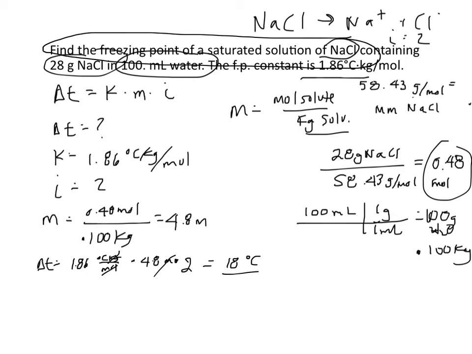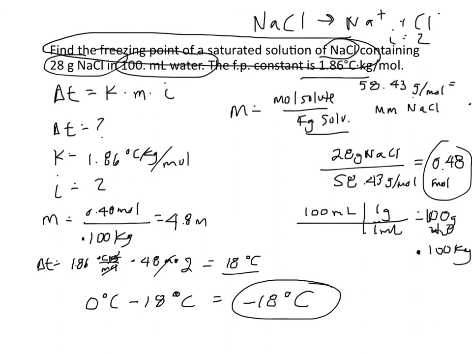So in this case, NaCl dissolved into water. In order to find the new freezing point of the solution, I'm going to take the freezing point of the solvent, which in this case is 0 degrees C, because water's freezing point is 0. Then I'm going to subtract my 18 degrees C. So the freezing point of my NaCl solution is going to be negative 18 degrees C.